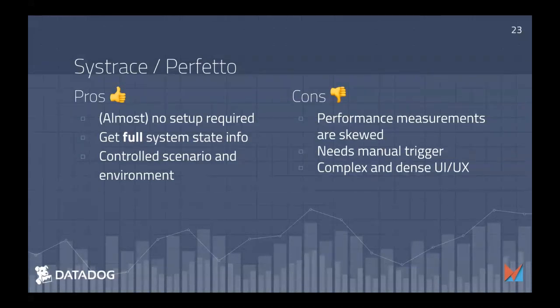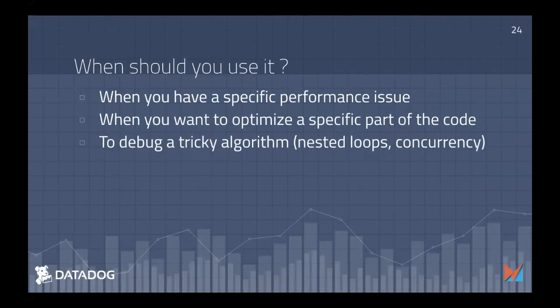because the whole thing is slowed down. The bad thing about this too is that it needs manual trigger. So you need to start tracing and then do your work and then stop the tracing, which can be difficult if you have very tight things to track. And also the UI that you get is very complex and dense. You have a lot of information, so finding the exact information you want can be difficult.